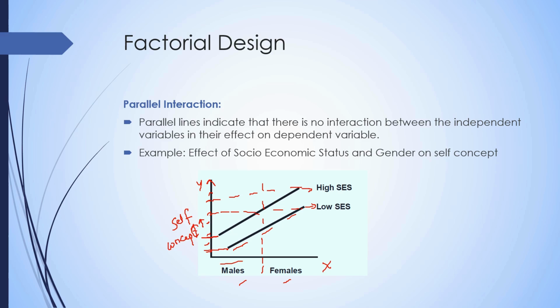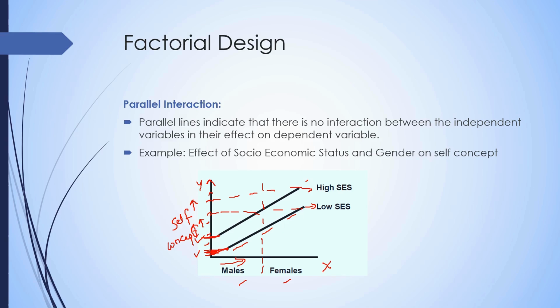So this way the values increase, this way the values increase. Corresponding to this point we have here, corresponding to this point we have here. So this value will be lower than this value. So that's why we say males here with lower socioeconomic status will have a lower self-concept compared to males with a higher socioeconomic status.